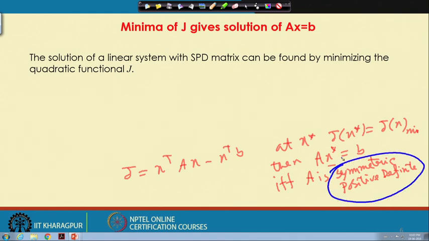Later we should also focus on how we can improve this to a general matrix which may not be symmetric, may not be positive definite, how we can improve this methodology for that particular case. However, at this stage we are only considering symmetric positive definite matrix, and we observe that solving the matrix equation can be substituted by finding the minima of a quadratic functional.